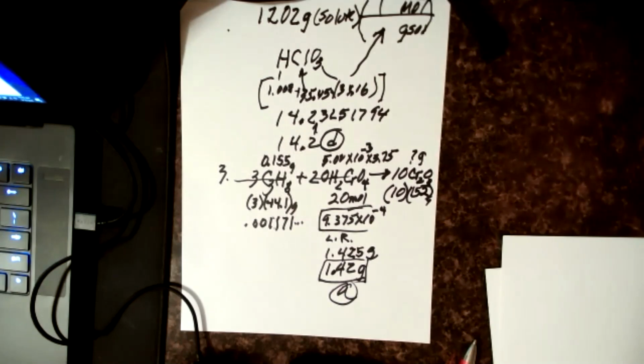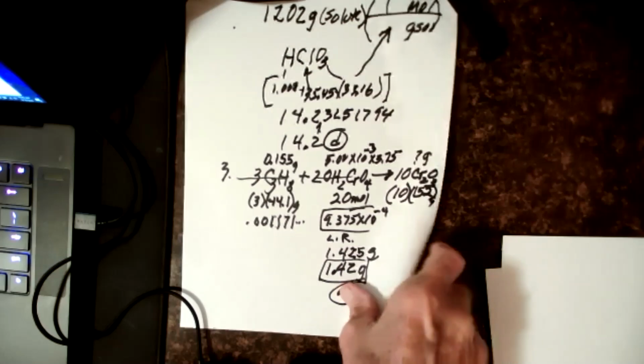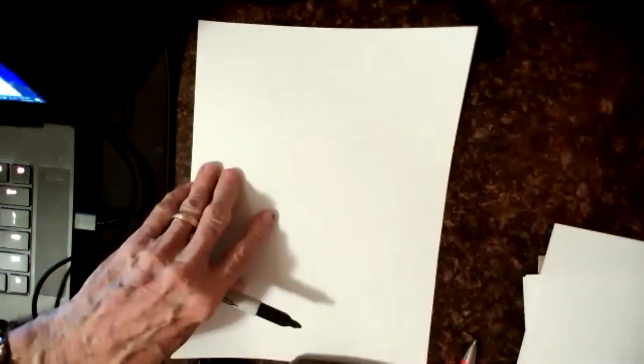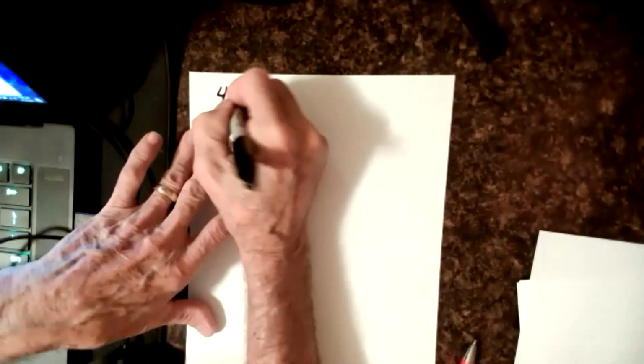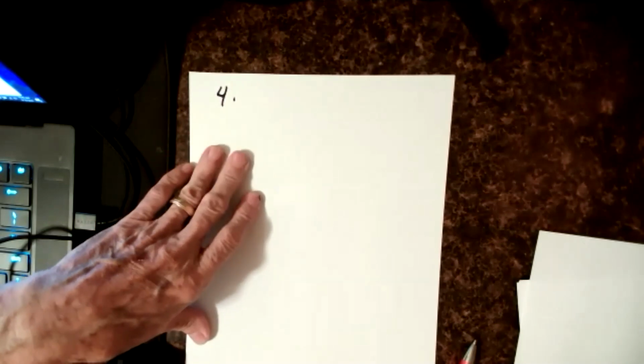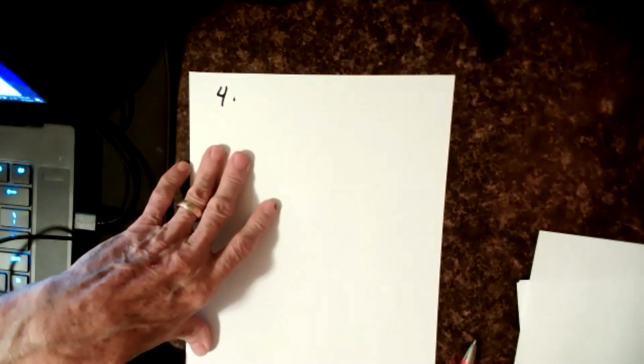Let's go on to number 4. Number 4 is the same equation, but it's asking some other problems. So let's see how we go about doing this one. Okay, so number 4, it says what volume of 3.25 molar chromic acid is required to make 1 gram of chromium-3 oxide.